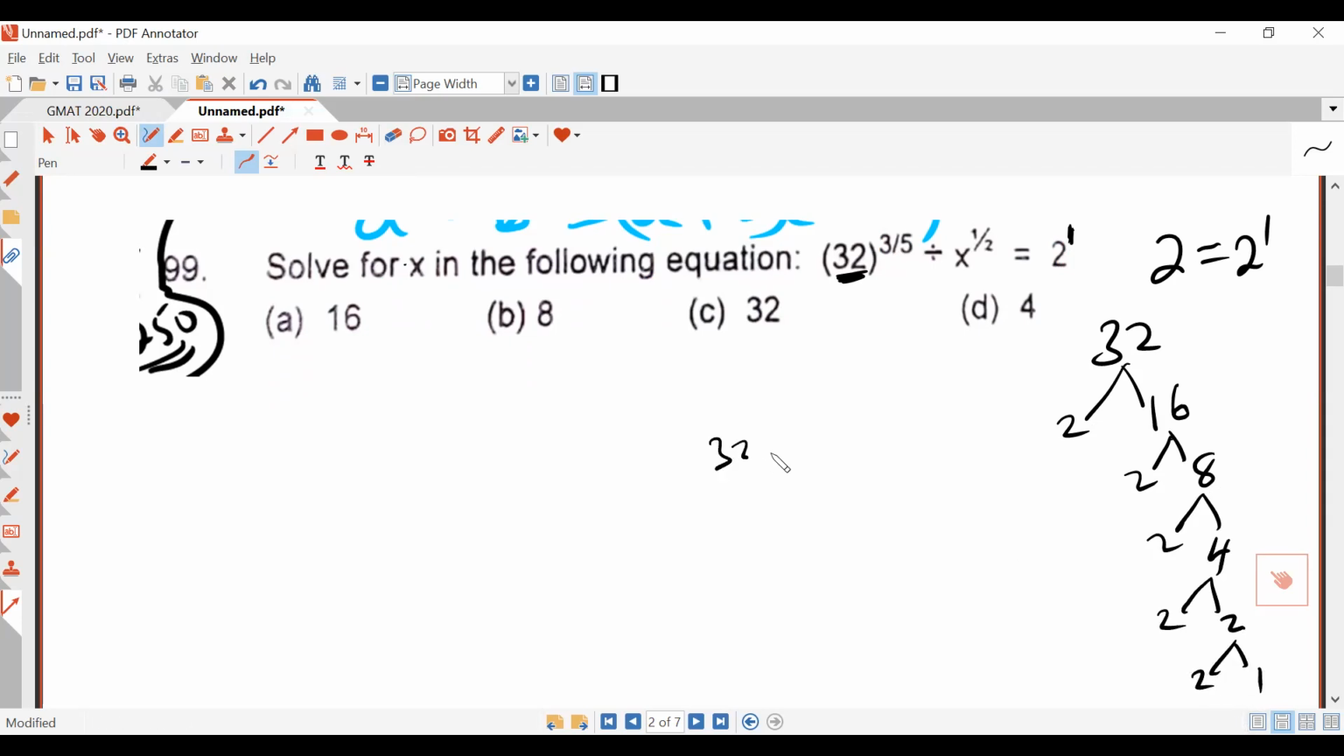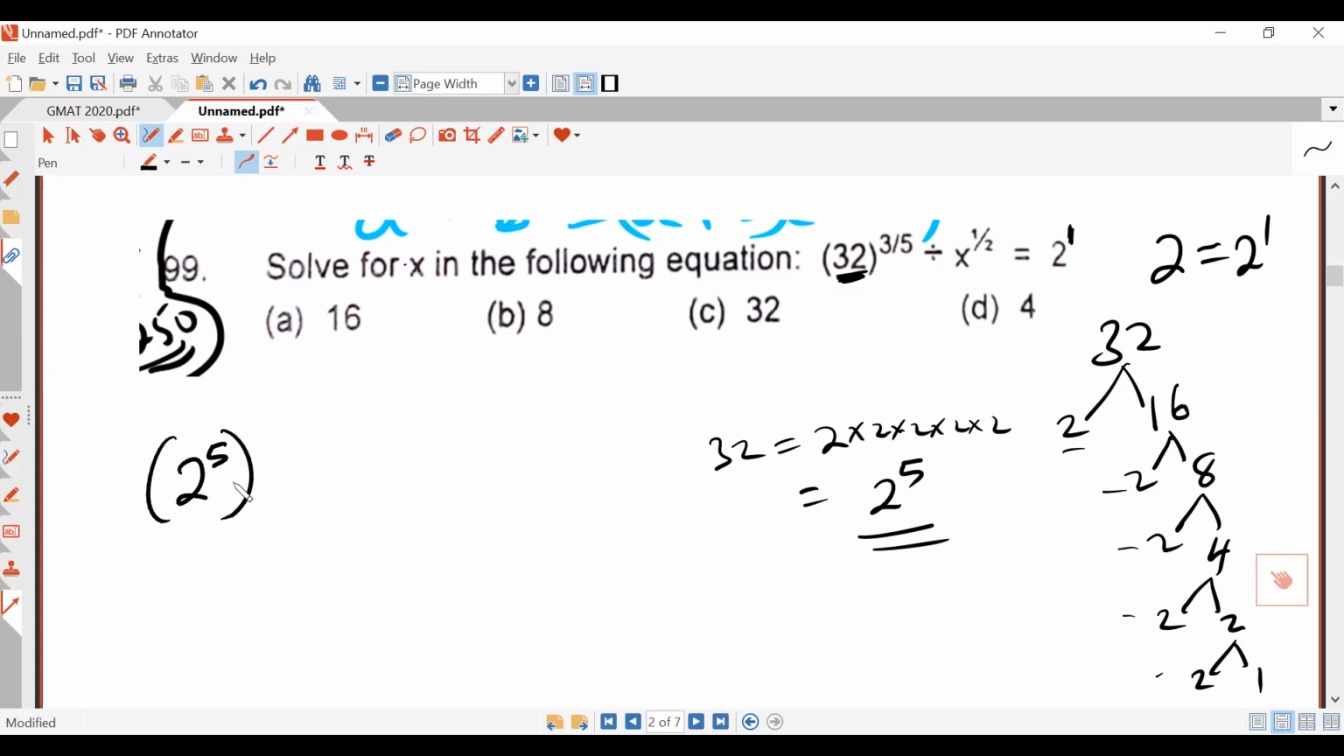So which means that our 32 is the same as 2 times 2 times 2 times 2 times 2. 1, 2, 3, 4, 5. So this is the same as 2 to the power of 5. Yes, that one we agree. So this is the same as 2 to the power of 5, to the power 3 over 5, then divide by x to the power of 1/2, equals 2 power 1.